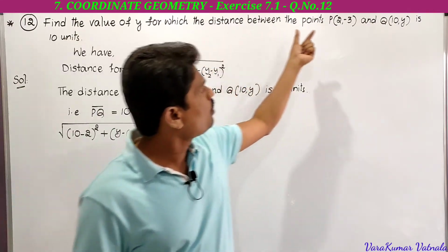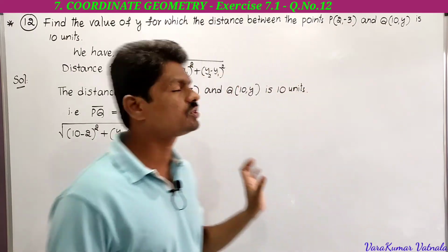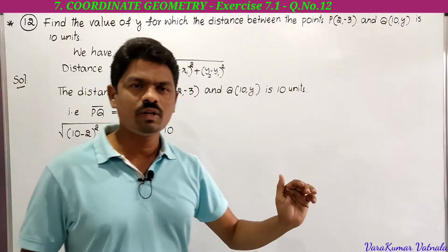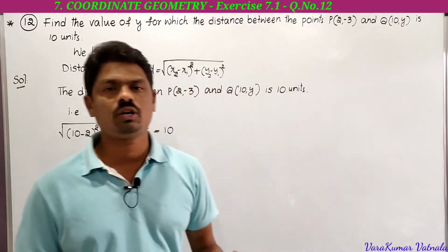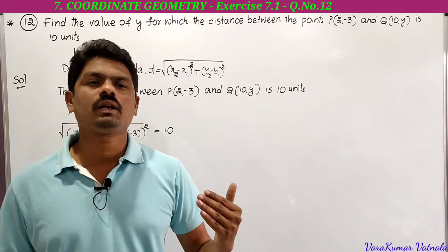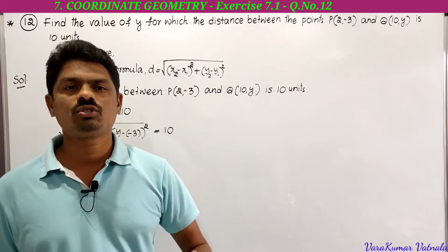So ikkada manaku P and Q ee rendu points madhya distance 10 units ani ichadu, kaani indulo unnatundi y value find out cheyamantunnadu. So ikkada malli manam distance formula use chesi y value find out cheyali.